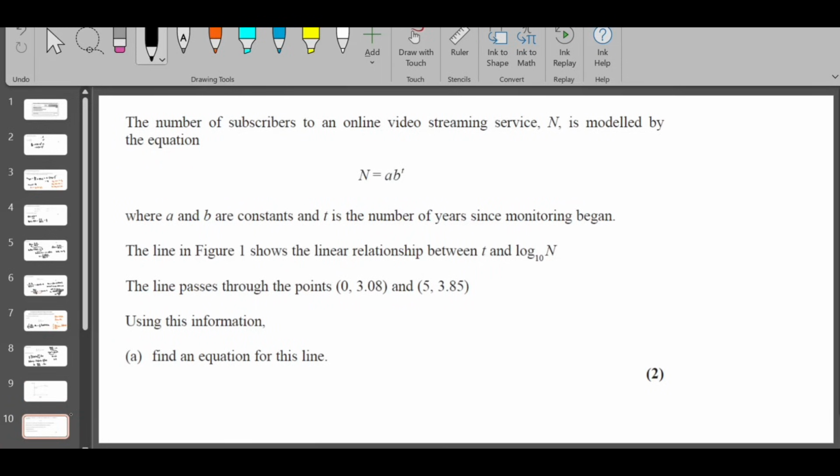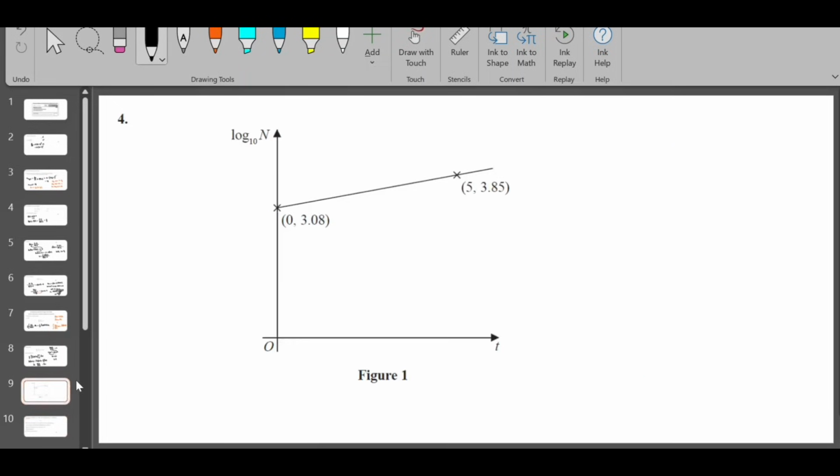Using this information, find the equation for this line. That's just an easy coordinate geometry question, because you have 2 points. They want you to find the equation of the line. y equals mx plus c. Only thing, instead of y, use this. Instead of x, use this. So find the gradient first: y2 minus y1 divided by x2 minus x1.